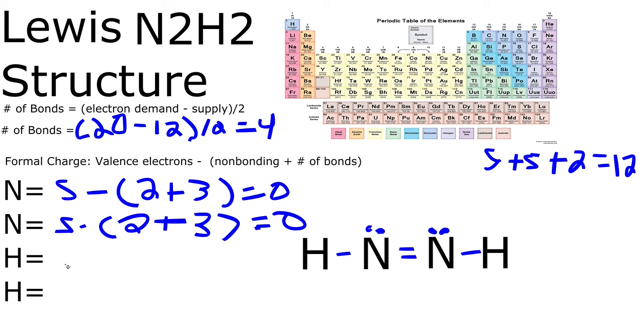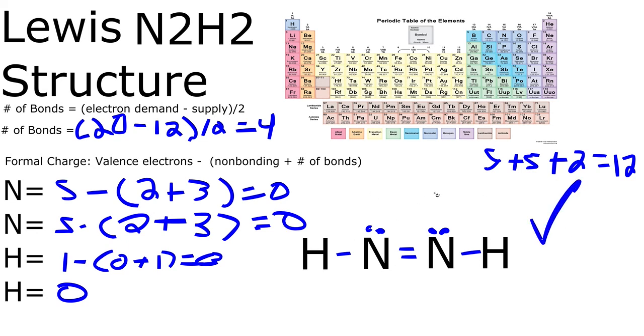And hydrogen is in group 1. It has 0 lone pairs and has a single bond. So that equals 0. And we can see that this hydrogen is also 0. So this is the correct Lewis structure for N2H2.